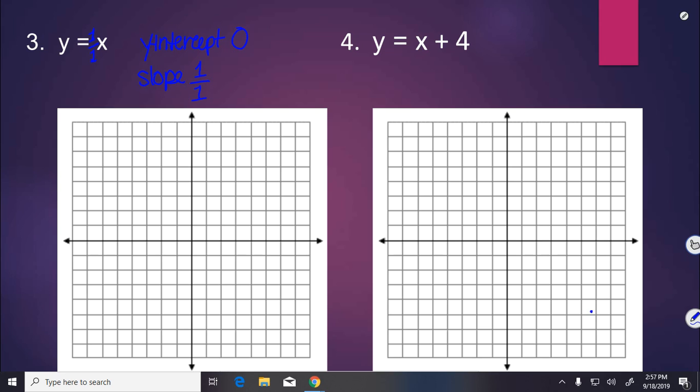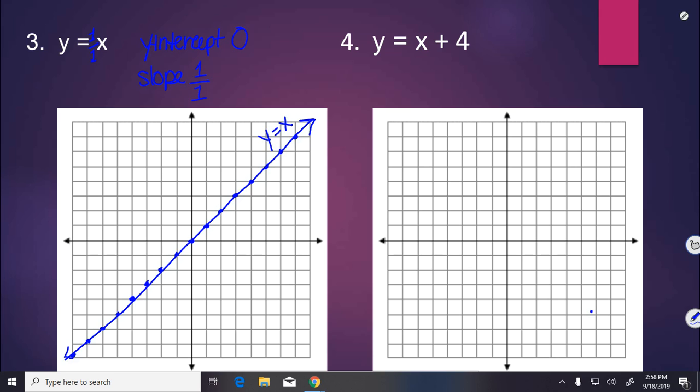So now when I go to graph it, again, I'm starting at the origin. And I'm going up 1, right 1, up 1, right 1, up 1, right 1, and so on. Or down 1, left 1 in the opposite direction. Take your straight edge, draw a nice straight line through those points. Arrows on both ends. Label it with the equation y equals x.